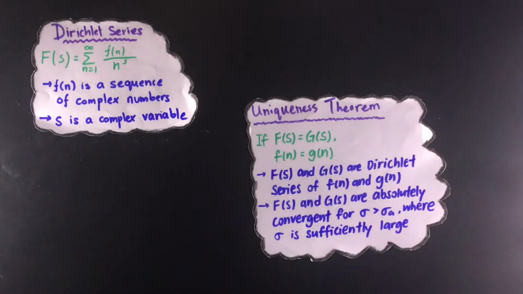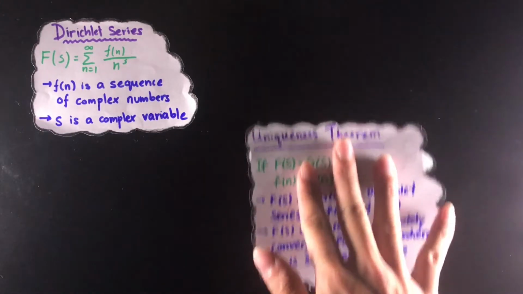The uniqueness theorem for the Dirichlet series can be proved by contradiction. It states that for two Dirichlet series, f of s and g of s, where both are absolutely convergent for sigma greater than sigma a, if they're equivalent for each s in an infinite sequence that has a sufficiently large sigma, then f of n equals g of n for all n.